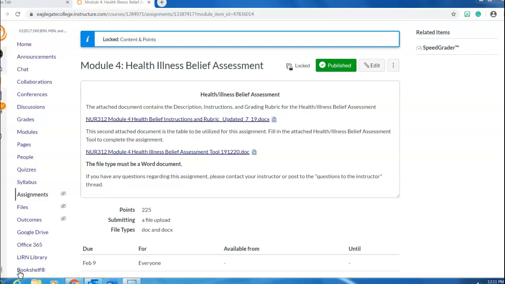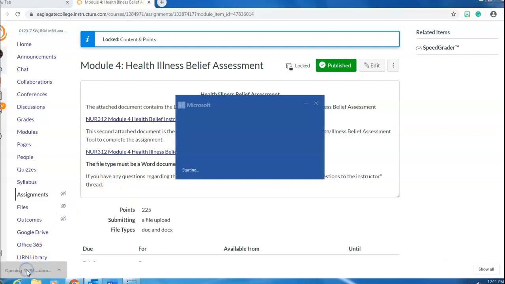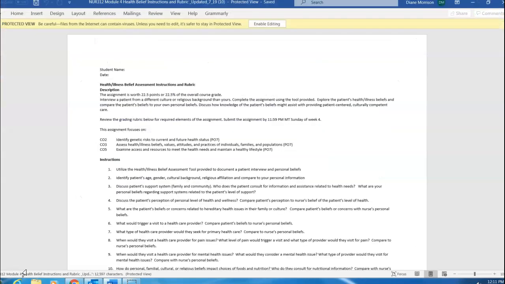If you go to Module 4, you will notice that in the instructions there's an instruction page and a tool. We will be going through both of these to help you understand the purpose and the reason for this tool. So the first one is the actual instructions, and what you are going to do is find someone to interview.